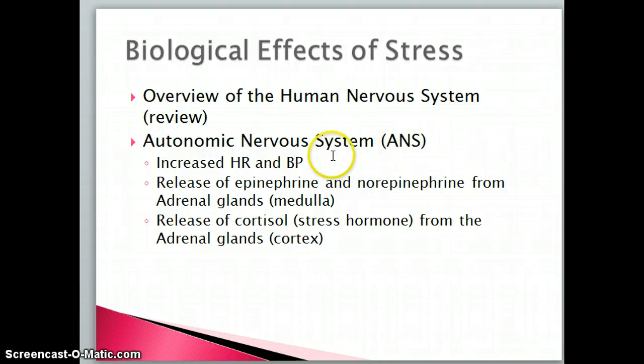So the autonomic nervous system increases heart rate and blood pressure. It results in the release of epinephrine and norepinephrine from the adrenal glands. Medulla refers to the center of the adrenal gland, so it's the center part, a collection of neurons and nerve cells that release the norepinephrine and the epinephrine. And on the surface of the adrenals is a cortex, and those are the cells that release the cortisol and related stress hormones. So the adrenal glands, part of the endocrine system, also play a significant role, and they release both the cortisol, the stress hormones, as well as the epinephrine and norepinephrine.